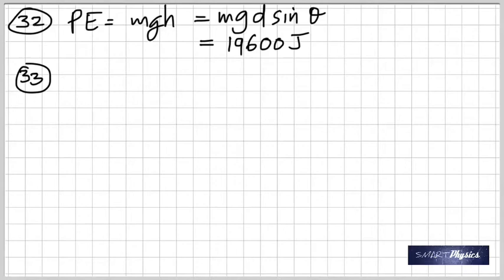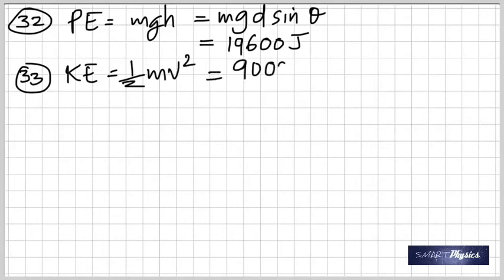Wait, tell me, what's the formula for kinetic energy? Do you care about the angle? No. What's the velocity? 30 meters per second. So all you have to do is go kinetic energy is 1/2 times mass times the square of the velocity. And I got 9,000 joules. Are you getting 9,000? 20 by 2 is 10, and 30 squared is 900. So 900 times 10, 9,000. Yes, 9,000 joules.